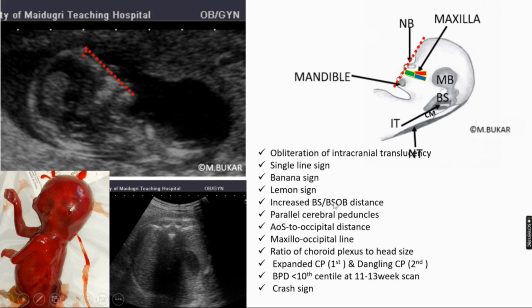Increased brainstem occipital bone distance, parallel cerebral peduncles, aqueduct of Sylvius to occipital distance, maxillo-occipital line, ratio of choroid plexus to head size, expanded choroid plexus in the first trimester, which gives what is typically called the dry brain, and dangling choroid plexus in the second trimester, biparietal diameter less than 10th centile at the 11 to 13 week scan, and crash sign. All these are indirect signs of open spina bifida.